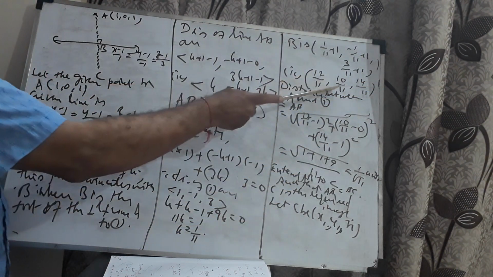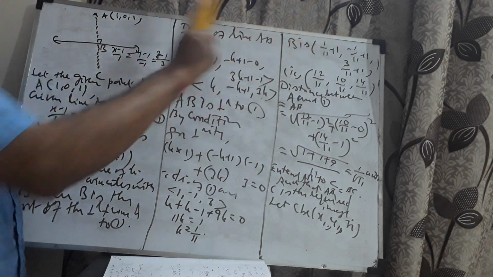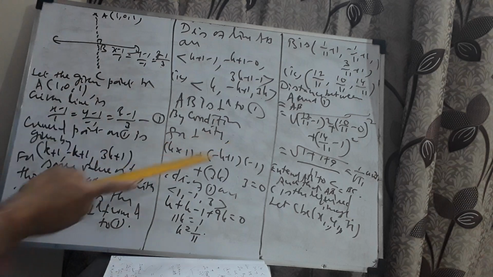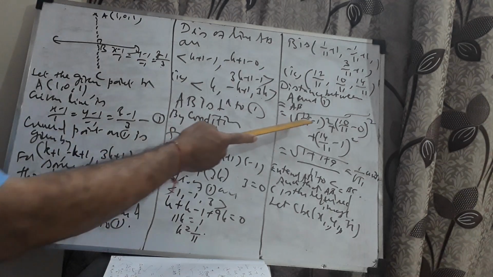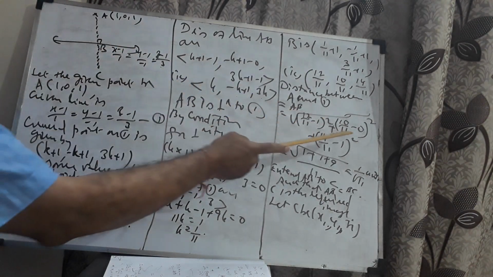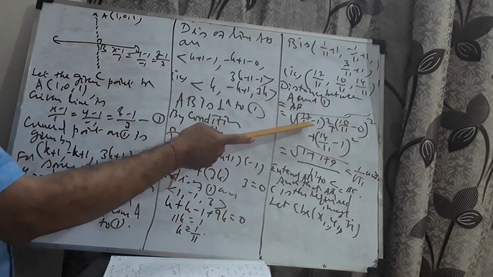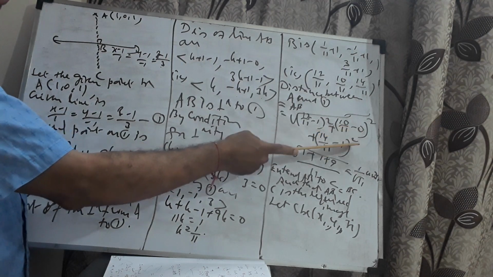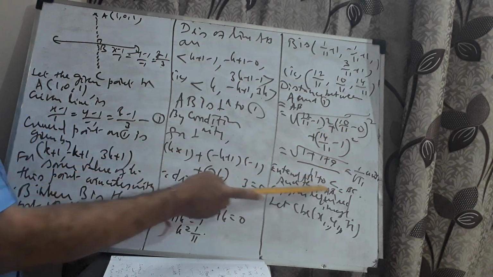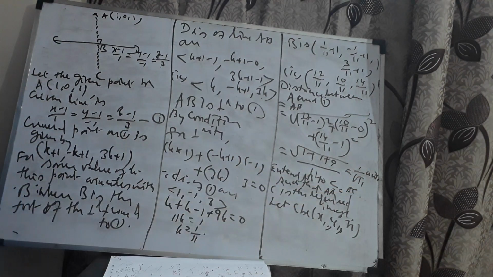Now, this is my foot of the perpendicular. Instead of writing B, you can write foot of the perpendicular. Distance AB is the distance between the line and the point A. Now to apply the distance formula: 12 by 11 minus 1 the whole square plus 10 by 11 minus 0 whole square plus 14 by 11 minus 1 the whole square. 12 minus 11 is 1, square by 11 square, plus minus 1 whole square by 11 square plus 3 square by 11 square. Therefore, this will become root 11 by 11, which is 1 by root 11 units.